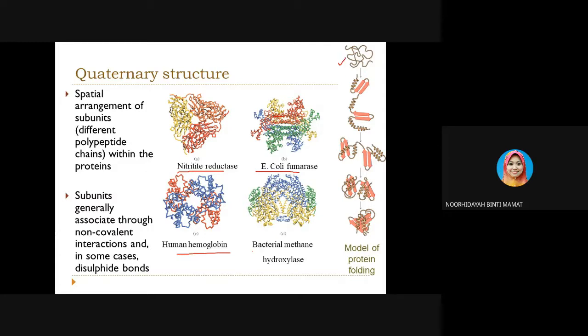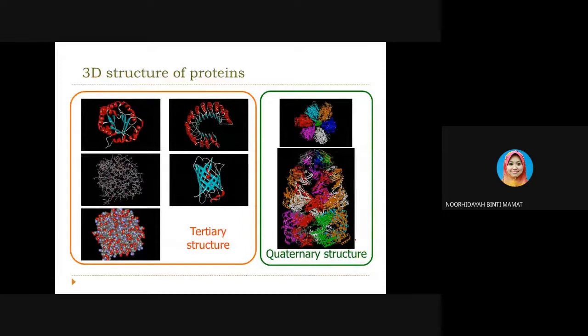So this is the assembly of amino acids from a linear chain. They will fold together and become the secondary structure. They have the alpha helix and the beta sheets. If the secondary structures are packed together, they become the tertiary structure. And if the tertiary structures interact with each other, they will become the quaternary structure. So this is the figure of the 3D structure of protein. This is when the tertiary structures are compact. But this is the quaternary structure, where the tertiary structures interact with each other and become the functional group of protein.